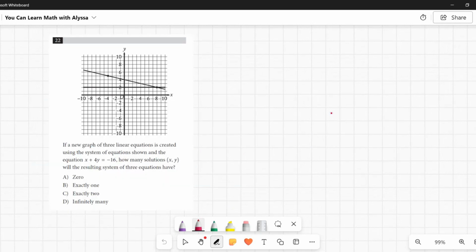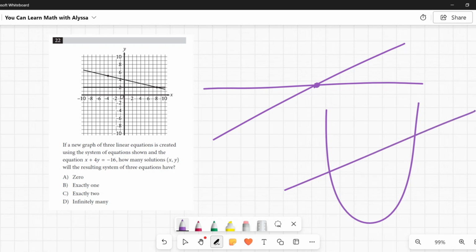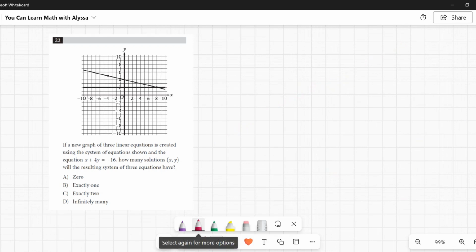Number 22. If a new graph of 3 linear equations is created using the system of equations shown, and the equation x plus 4y equals negative 16, how many solutions, x and y, will the resulting system of 3 equations have? When we're talking about systems of equations and graphing, the solutions are where the graphs cross. With 2 lines, it's the point where they cross. If it is a parabola and a line, it'll be the 2 points where they cross. When we get 3 equations in that system, it doesn't change. It still has to be a point that is on all 3 of them.